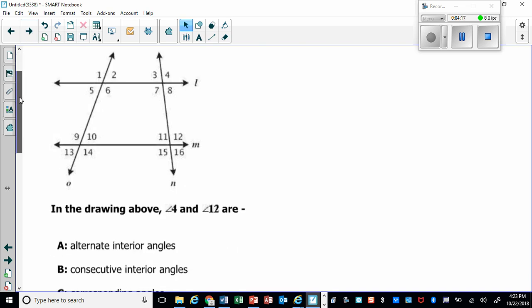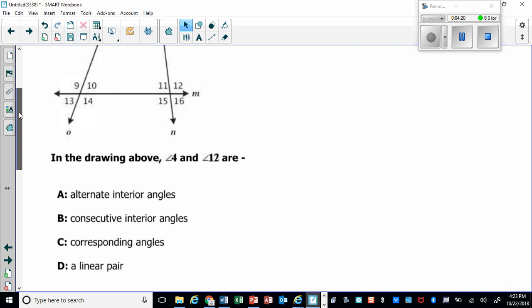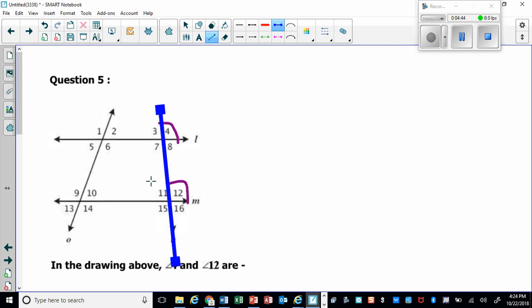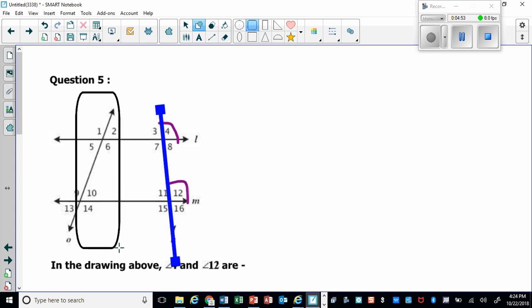So number 5, it says, in the drawing above, 4 and 12 are what? Always mark those angles. Where is 4? 4 is here. Where is 12? 12 is here. And I always strongly suggest you find which line is going to be your transversal. It's this line, right? That is common for both. So once you understand the transversal, you know you can cover the rest of them. Like I don't need this piece, for example. All this side, I can cover it up. Let me highlight the inside.